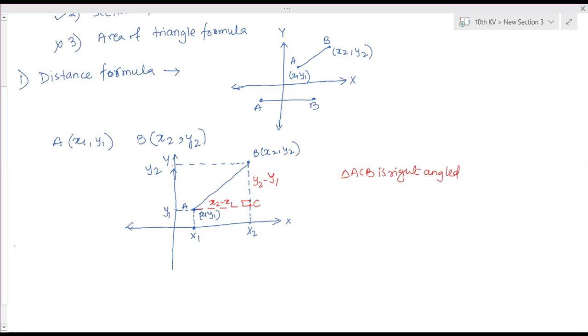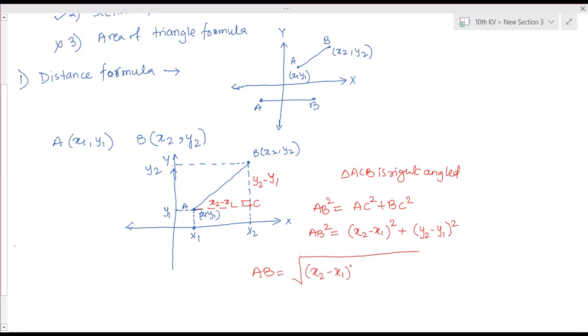Right angled. So we can use Pythagoras theorem for this to get the value of AB. So AB square is equal to AC square plus BC square. What is AC distance? X2 minus X1 whole square. Now what is BC? Y2 minus Y1 whole square is equal to AB square. Now we have to calculate AB distance. So AB is equal to square root of x2 minus x1 whole square plus y2 minus y1 whole square.